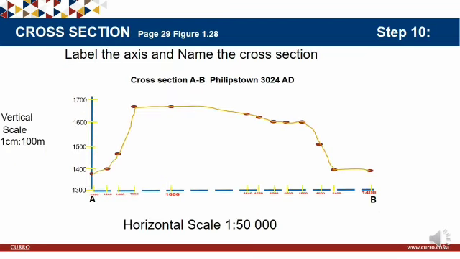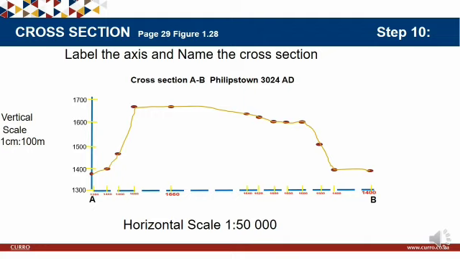Now labeling the axis and naming the cross sections. I've named my cross section AB and then Phillipstown 24 AD. Now that's just the name of the map which I found the cross section at. Most people will just name the cross section AB. I say name the cross section AB Phillipstown 24 AD in case someone wants to find out which map you found such a landscape on, understand? Maybe someone wants to start a tourist company and this is a nice landscape. Where is this landscape? Now they'll just read Phillipstown 24 AD and go to that map and try to find that section AB.